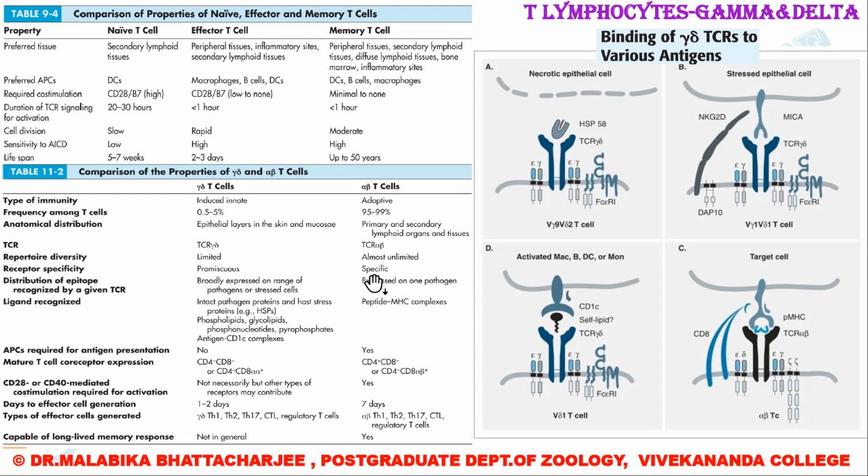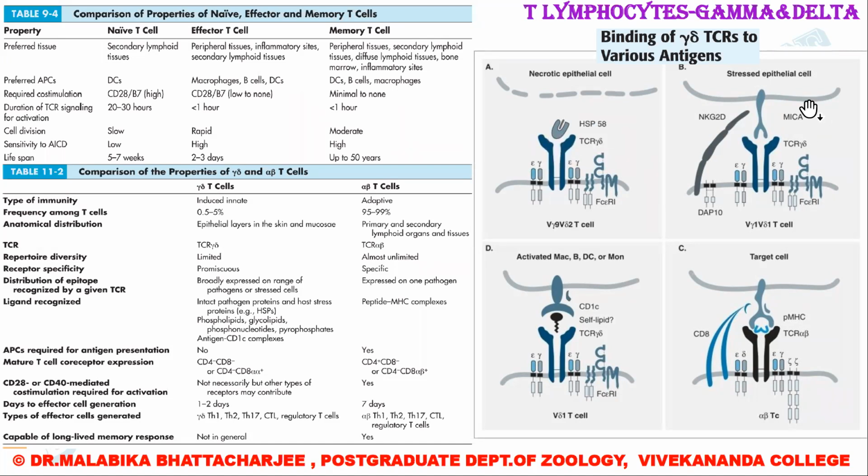Coming to the picture, if you look into this picture, this is basically alpha beta T cell presentation. As you can see, we have the alpha beta receptor, this is a CD8 molecule, the MHC molecule, and the antigen. These three pictures are of the gamma delta cells. As you can see, the gamma delta cells can recognize various categories of antigens. In category A, the first picture, the necrotic epithelial cells leak stress proteins such as HSP78, which are recognized by the gamma delta T cells.